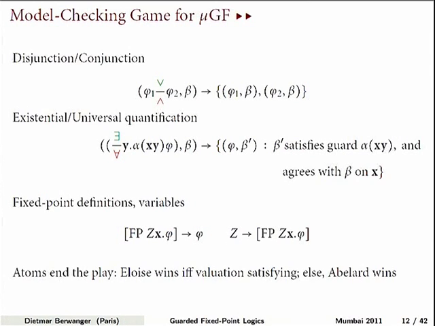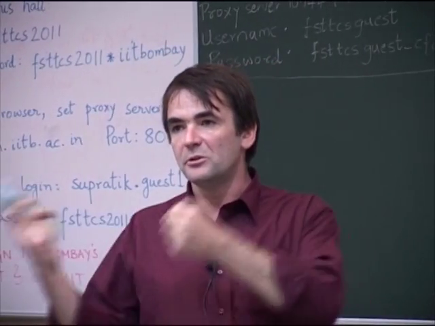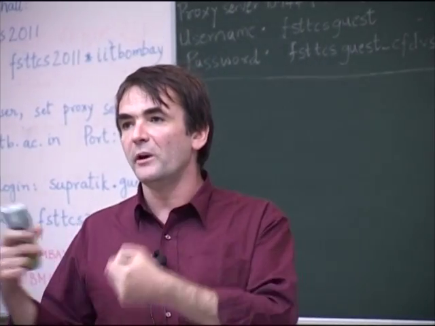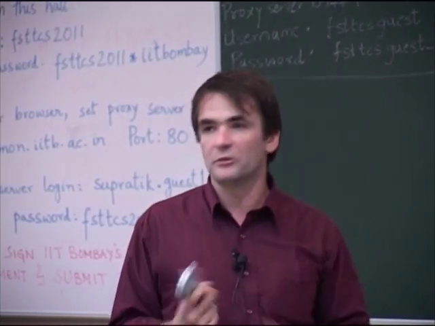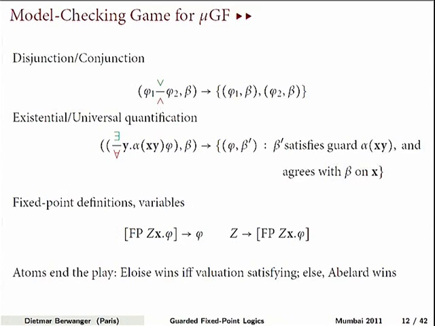But what is important is that whenever we choose something new from the structure, we move from a guarded tuple to something which is again guarded. We never move away from guarded spots. And the rest is trivial for the game. Fixed point variables are regenerated with their definitions, and when we meet an atom, then we can locally check who is winning, because we have a valuation and we have a formula.